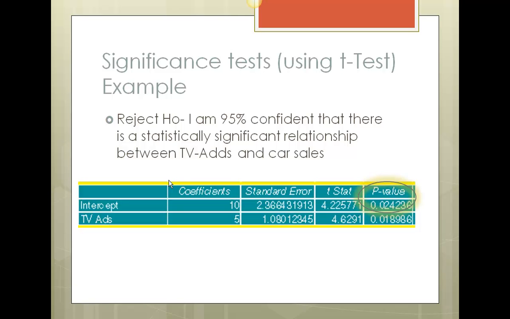Now, this is a little odd here because the circle seems to have drifted up. Again, we're looking at the p-value of the x variable. Here your x variable is TV ad, so this p-value that should be highlighted here is 0.0189. So that is less than 0.05, therefore you reject H0, so you're 95% confident that there is a statistically significant relationship between X and Y, in other words, between TV ads and car sales.